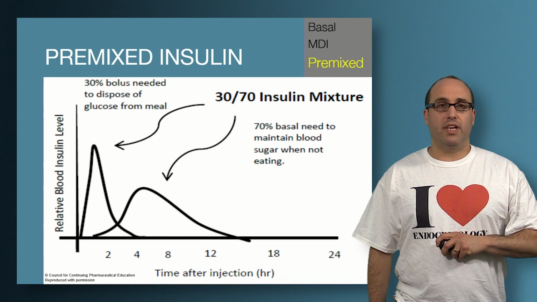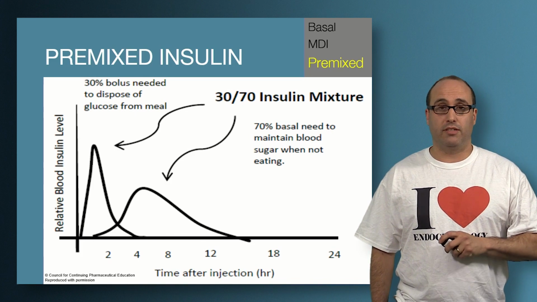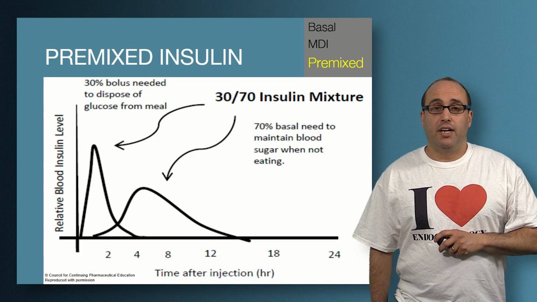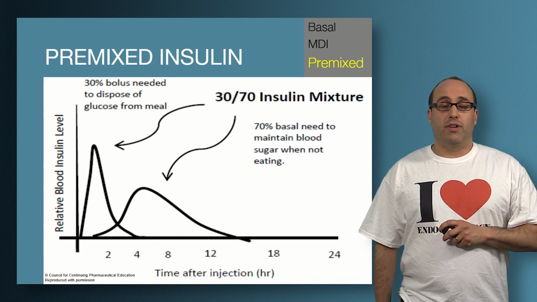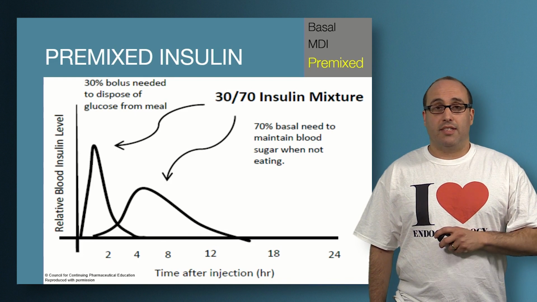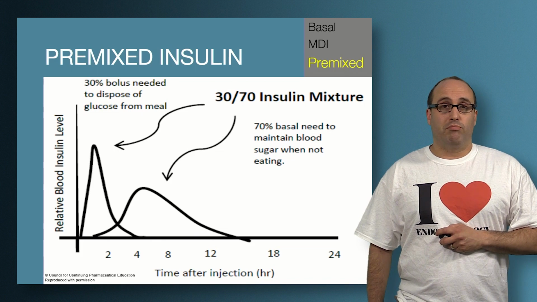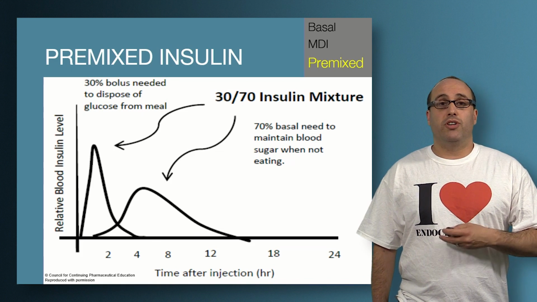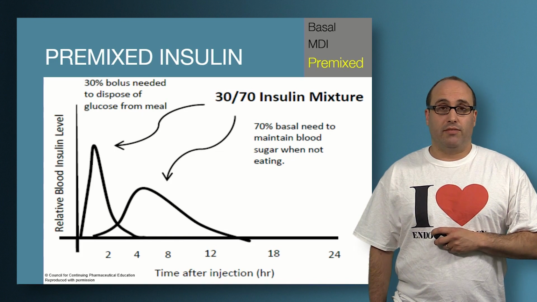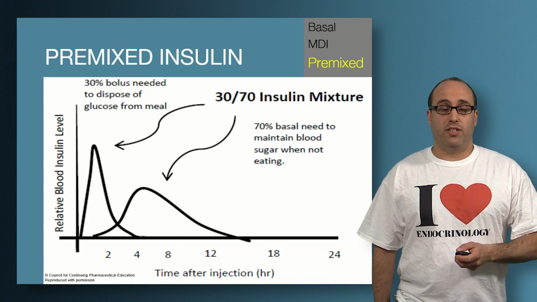We can also use insulin mixtures that contain fixed ratios of both basal and bolus insulin. The most common is called insulin 30-70. The 70 refers to 70% basal per injection, in this case NPH. 30 refers to 30% bolus insulin. So for each unit of insulin administered, 30% of it will be bolus and 70% will be basal NPH insulin.